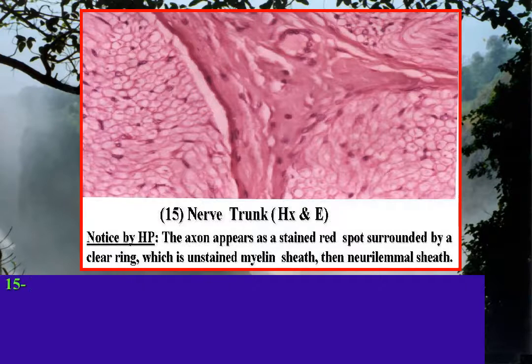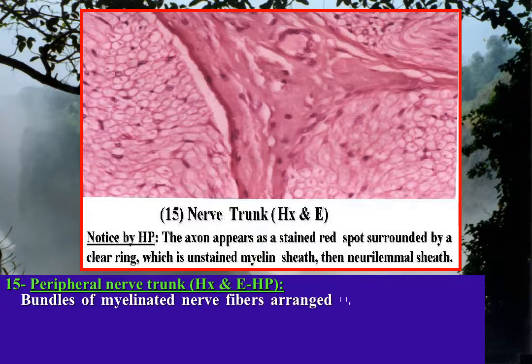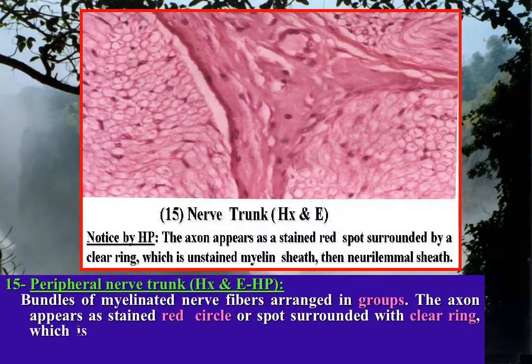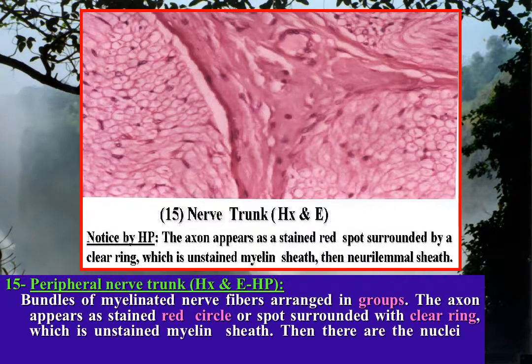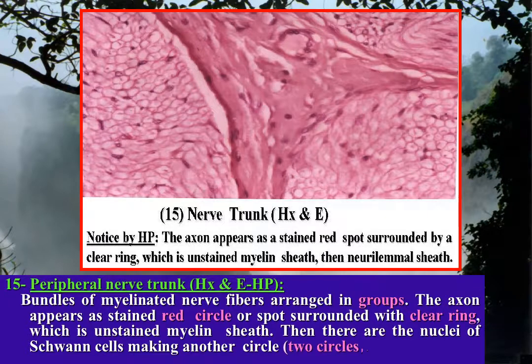Peripheral nerve trunk, stained with hematoxylin and eosin, examined by high power, showing bundles of myelinated nerve fibers. Each nerve fiber is surrounded by connective tissue endoneurium, while the whole bundle is surrounded by connective tissue perineurium. The axon appears as a stained red circle or spot, surrounded with a clear ring, which represents the unstained myelin sheath, as fat dissolves during preparation.